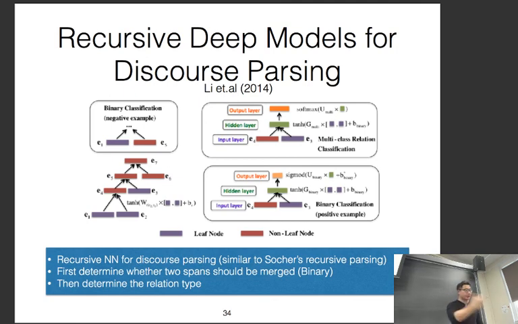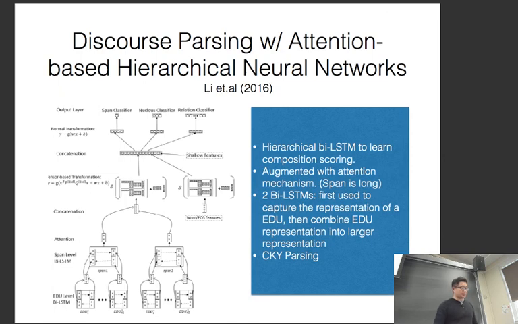The early work on using neural networks for discourse parsing is actually very similar. Basically, it's a copy of the parsing model by Richard Socher on the discourse level, a recursive discourse parsing in a CKY style. And later, people have invented more sophisticated methods, like hierarchical LSTMs. The first LSTM is used to capture each discourse unit, the EDUs. The second LSTM is to capture the representation of multiple EDUs. So they make a decision of whether the EDUs should be merged and what is the relation between two EDUs.